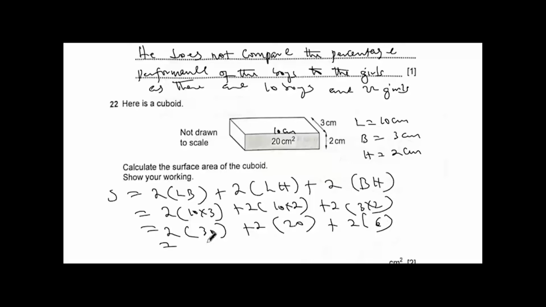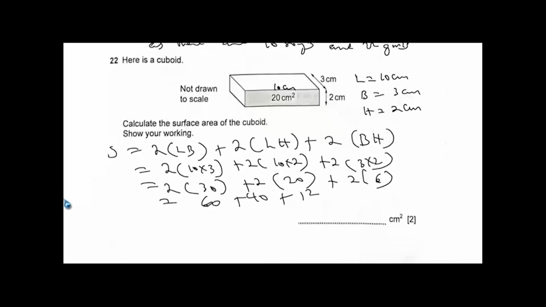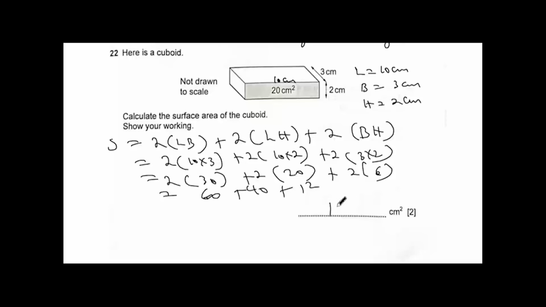So this will be 60 if you expand the bracket, plus 40 plus 12. If you add everything together, that will give you 112. So that will be 112 square centimeters. That will be the total surface area of the cuboid. So let's go to the next question.